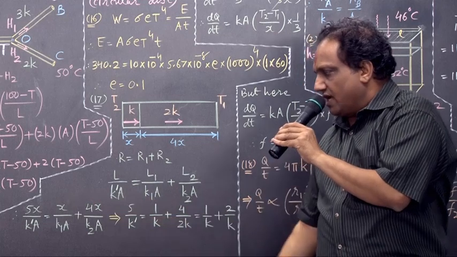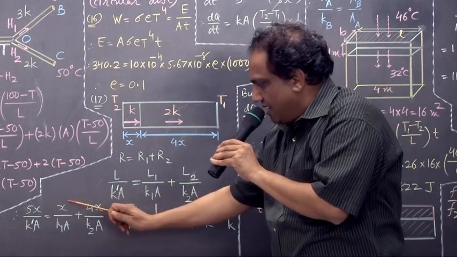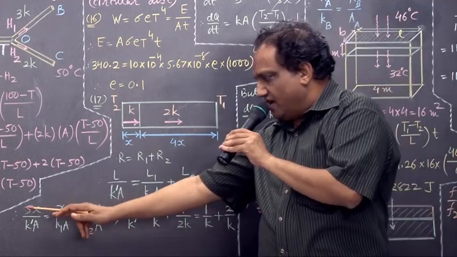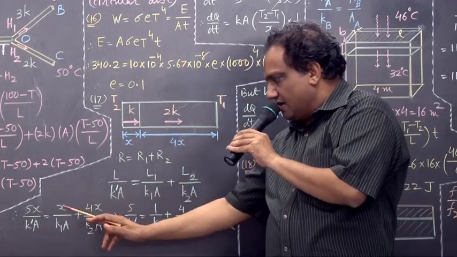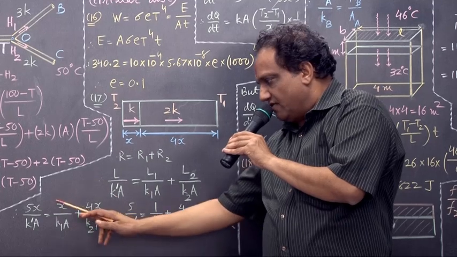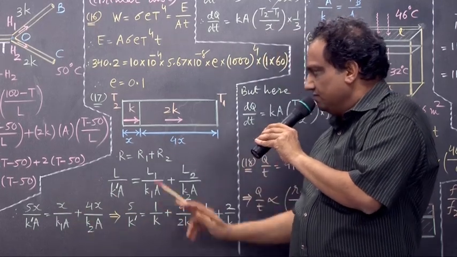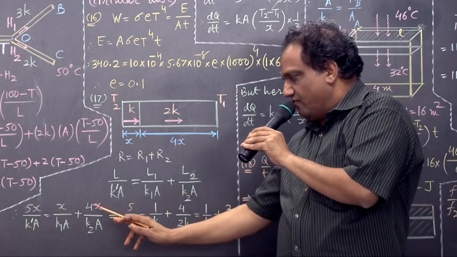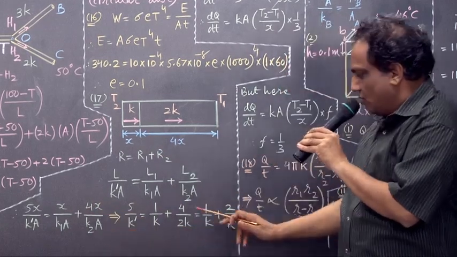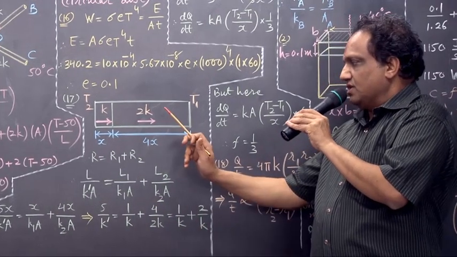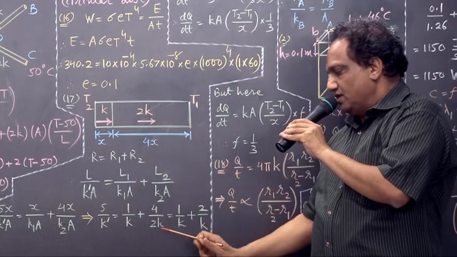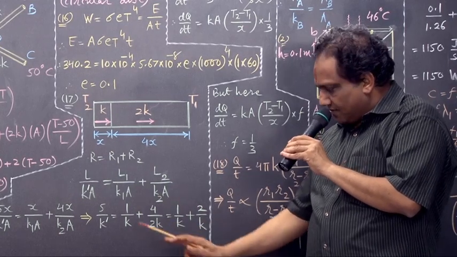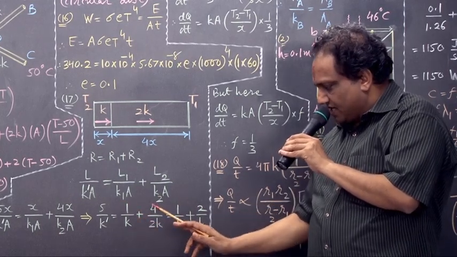Throughout the equation, what can you cancel? X upon A is getting cancelled. Left is 5 upon K dash, equal to 1 upon K1 plus 4 upon K2. But K1 is simply K, and K2 is 2K. So 1 upon K plus 4 upon 2K.